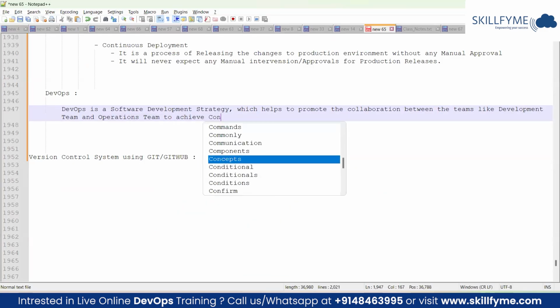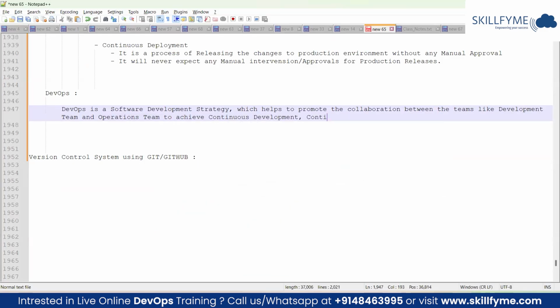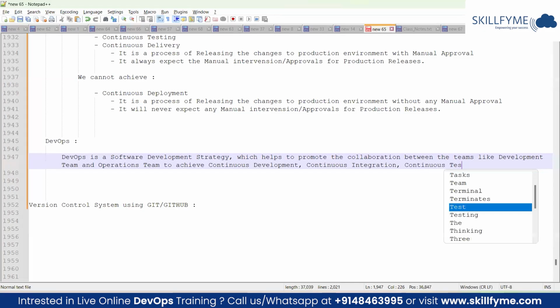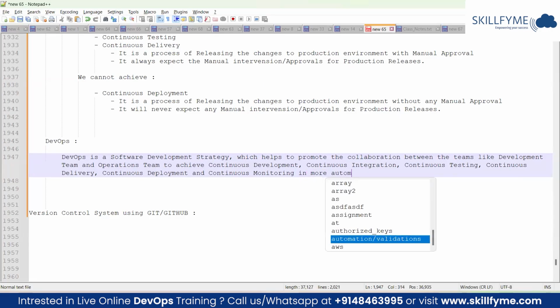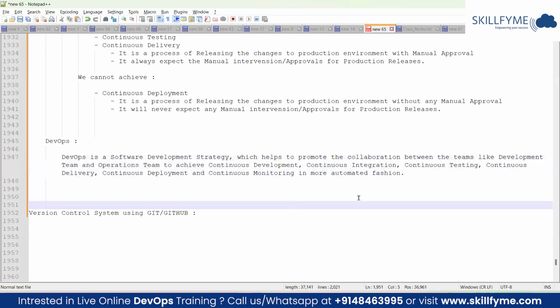What is the purpose of creating this collaboration? To achieve continuous development, continuous integration, continuous testing, continuous delivery, continuous deployment, and continuous monitoring. This is the main objective of DevOps. But all these things should be done in a more automated fashion. It's not like I have promoted the collaboration, the team is now working together, and I have to do everything manually. It's not like that. Wherever possible, we should automate the process. That's the objective here.